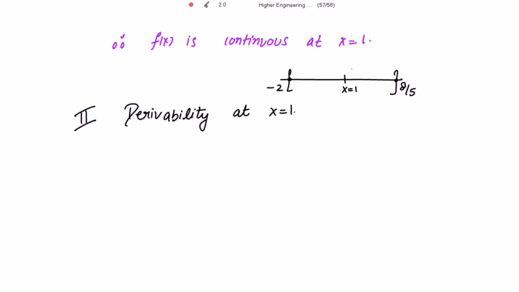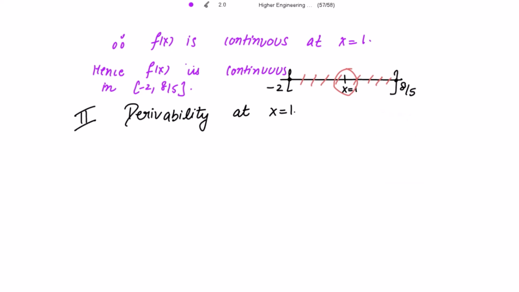So if the function is continuous at x = 1, the same function is also continuous at all the points of this interval. Why? Because f(x) is a polynomial, hence it is also continuous in this closed interval. Second condition, to check the derivability at x = 1.